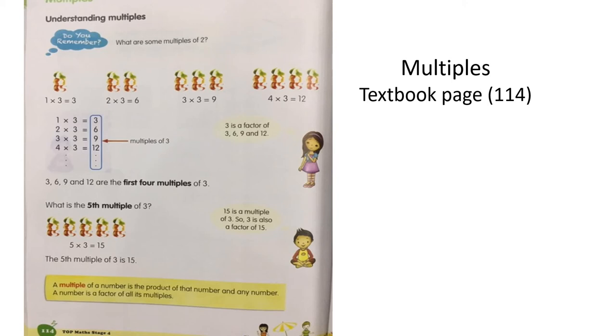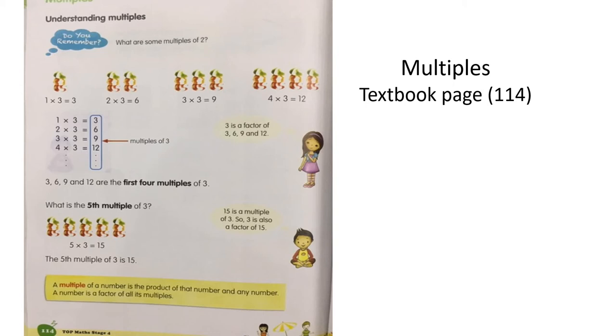So they talk about multiples of 2 and multiples of 3 again. They will start by reminding you of the multiples of 2, then they will start talking about multiples of 3. We said that multiples are what you get when you multiply two factors together. We call the answer a multiple of 3 if you find it in the times table of 3.